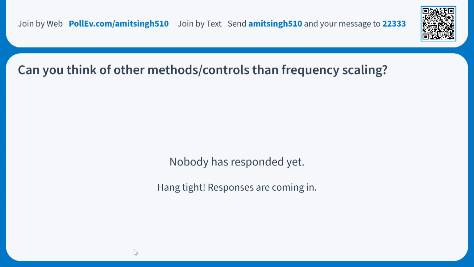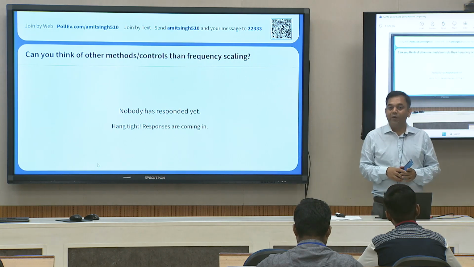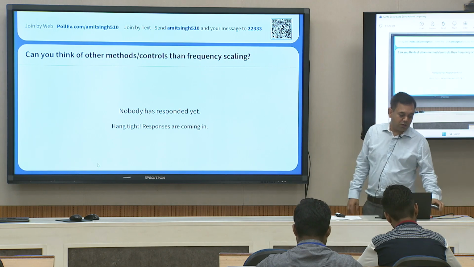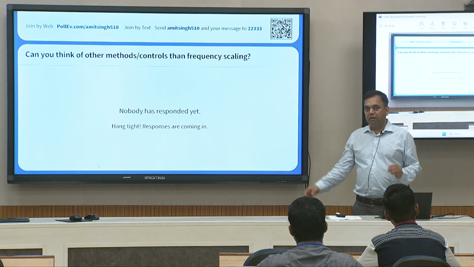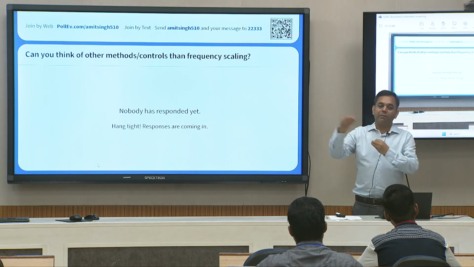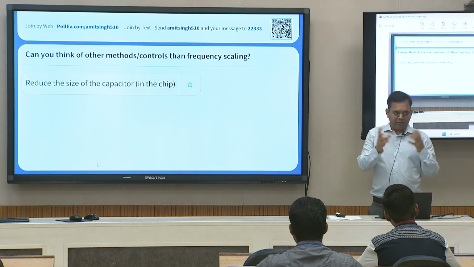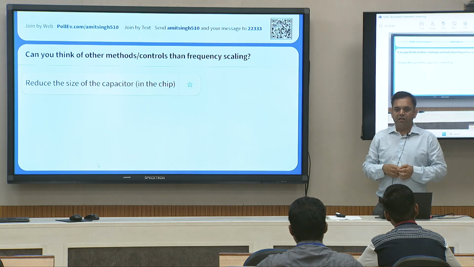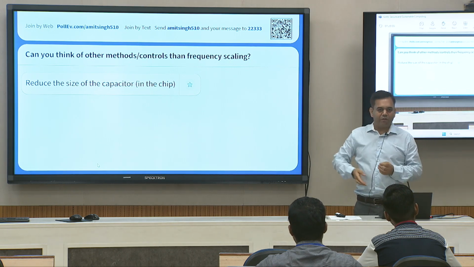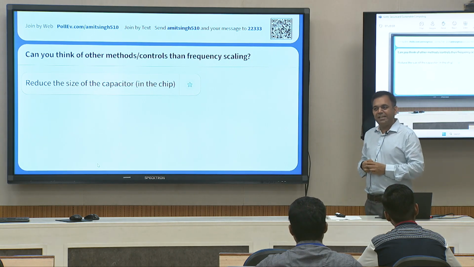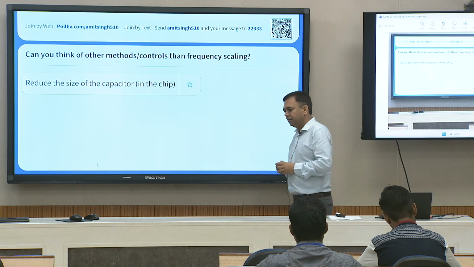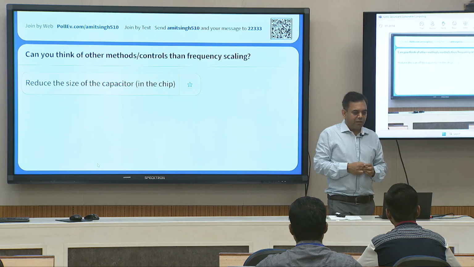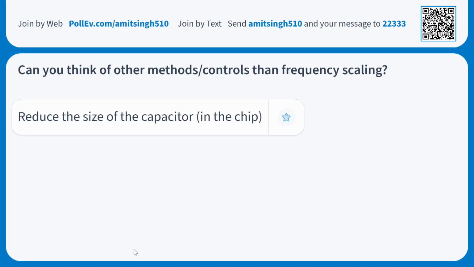So basically you have to think of what kind of controls you can have in your processor. Or you can think from a different angle, what kind of things you can do from a software point of view. There could be some hardware control that you can change to keep the temperature almost the same always, or you can think from a software point of view. Can there be any help from the software? Okay, so reduce the size of the capacitor in the chip. Okay, I need to think a little bit.